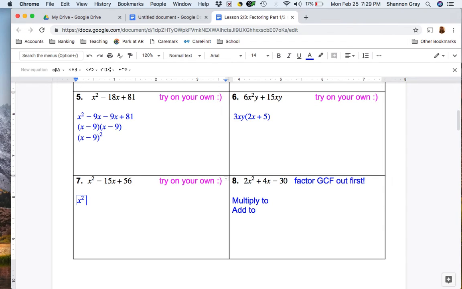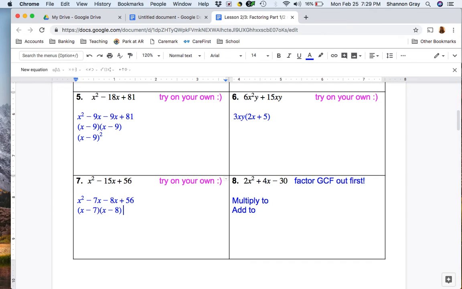And then this one down here, if I've got x squared, I want to break apart that middle term as negative 7x and negative 8x. So those magic numbers would have been negative 7 and negative 8, because negative 7 times negative 8 is positive 56. And then we go ahead and we factor that as x minus 7 times x minus 8.